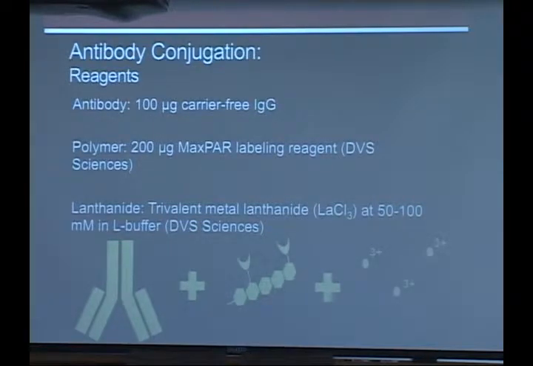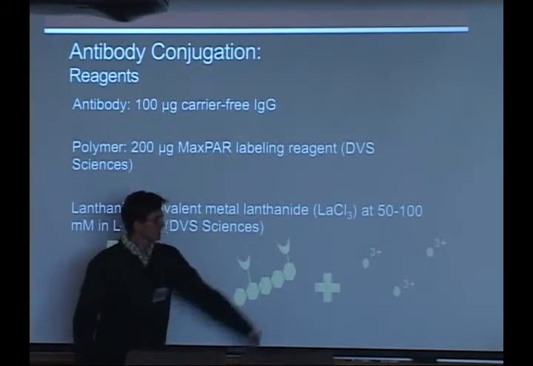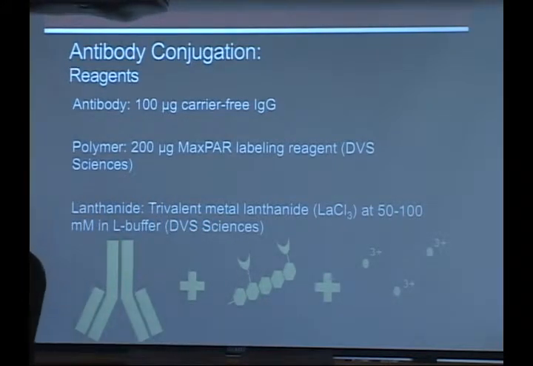And then also a lanthanide solution, and we use trivalent metal salts that commonly come in the form of the lanthanide trichloride. And we keep these in stocks of 50 to 100 millimolar in solution in our lab. So those are the three main essential building blocks that you need to label your antibody. You need the antibody itself, you need the polymer, and you need the metal.